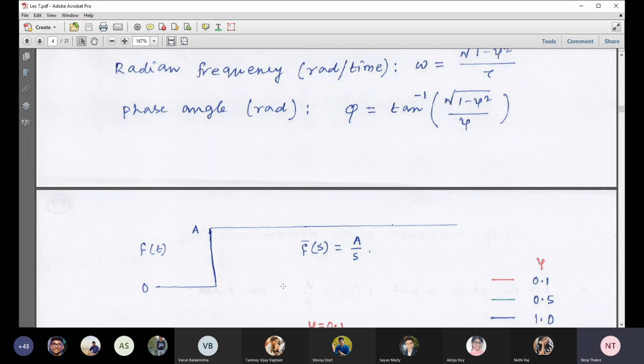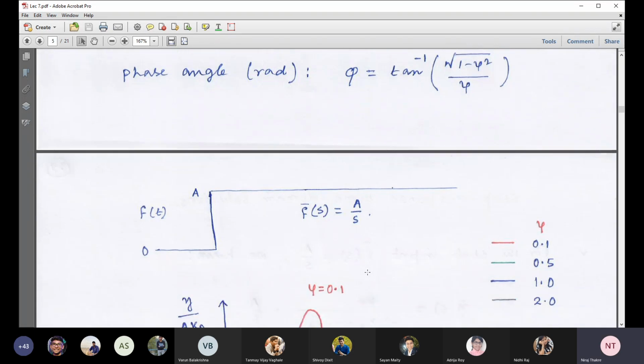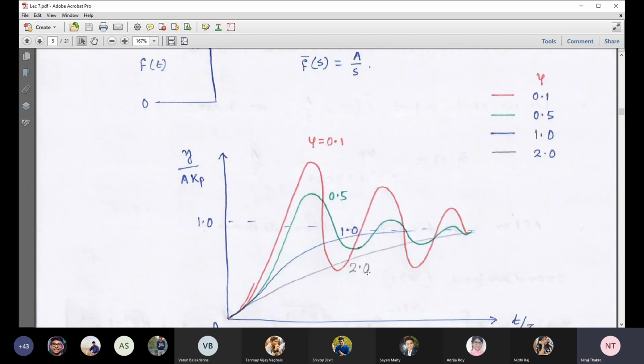Fine. Basically, we want to have some graphical representation of how the response varies with the zeta value. So for this, we are introducing a step change in input variable f with magnitude a. So in Laplace domain, this is basically a by s. Okay. Now let us come to this graphical representation.